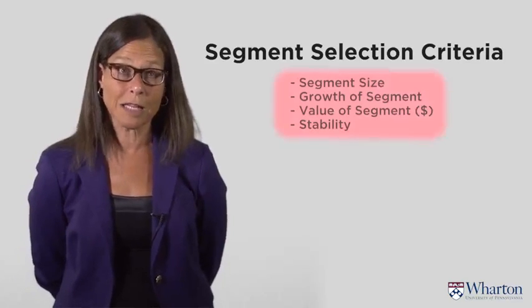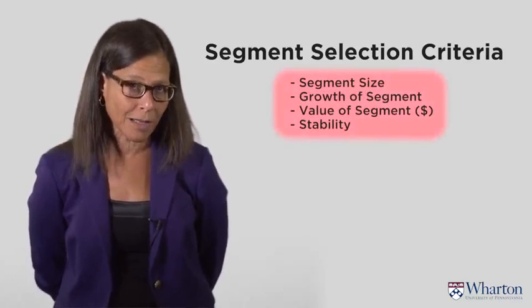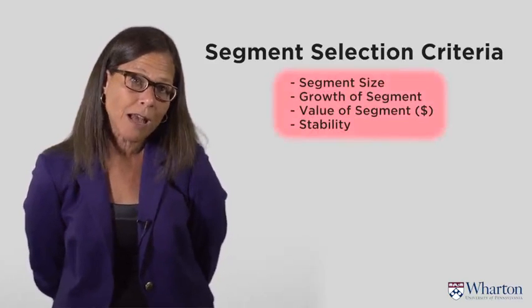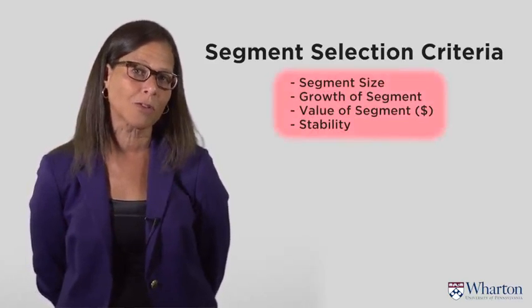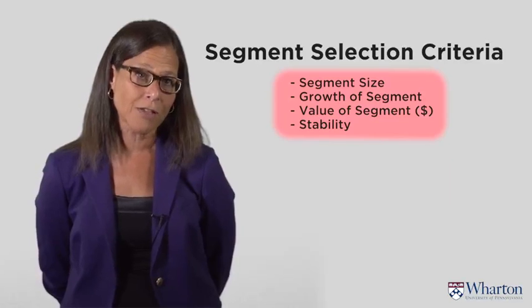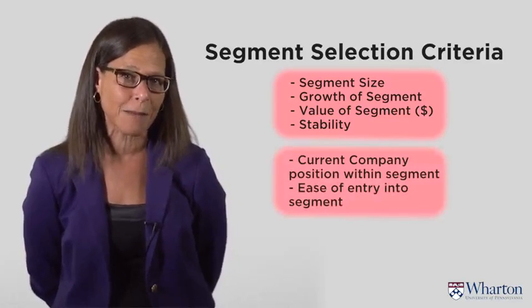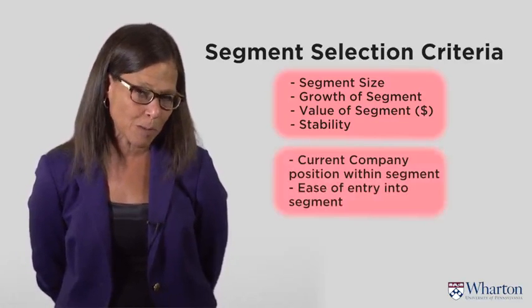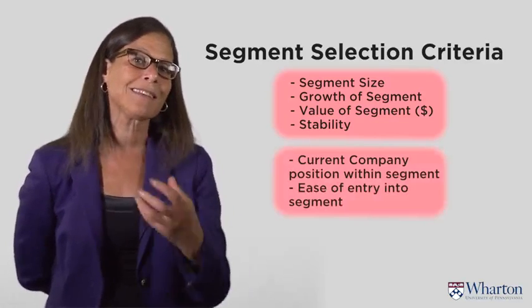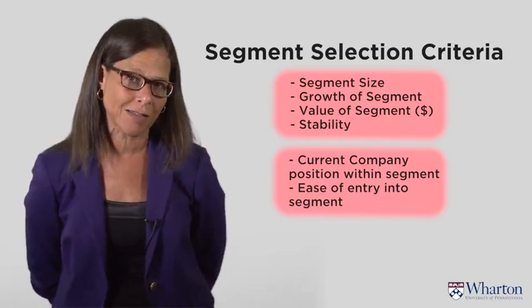So how do you pick this segment? You determine the attractiveness of the segment. How big is it? How much growth is there? How much money do they have to spend? How stable is it? All of these are signs of an attractive segment. Then you think about, well, how good are you at meeting the needs of that segment? What's your current position with respect to that segment? How easy is it for you to address the needs of that segment?